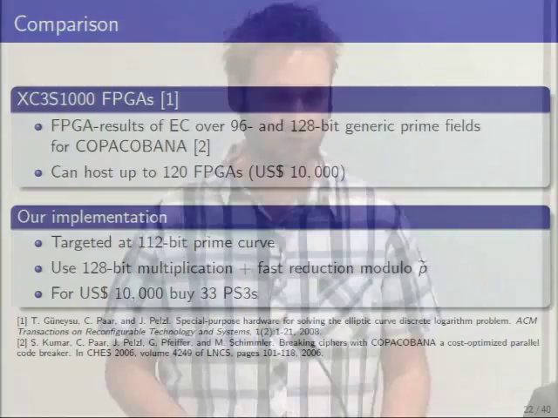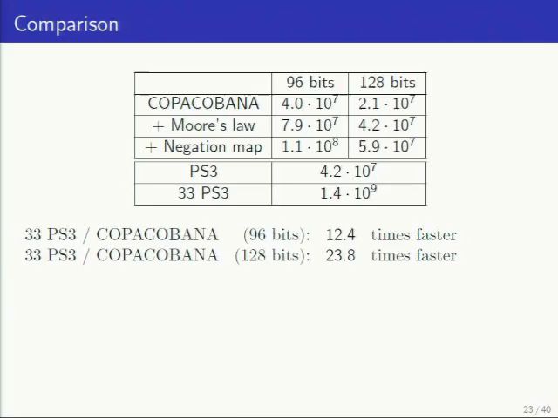As you could see here, the paper proposing this Cobacobana and this Pollard rho is from 2008. So let's give them a doubling factor by Moore's law, that everything went faster. So these are their performance numbers. They can do this many iterations per second. Let's give them a factor of 2 speed up due to Moore's law. And let's assume, so the negation map optimization is an optimization which leads to roughly a 1.4 times speed up. We didn't use it, but let's assume they could get it to work, and everything worked fine, so we give them that as well. Then these are the final performance numbers, and we can see for 33 PlayStations that we are at least a magnitude faster than this FPGA hardware machine.